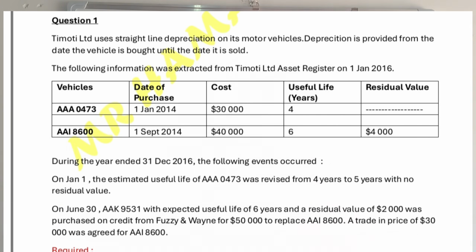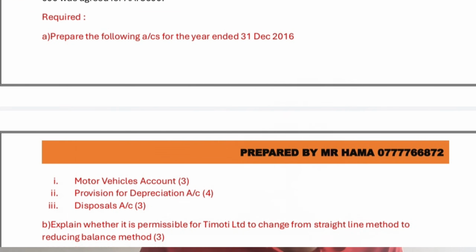June 30, AAK9531 with expected useful life of 6 years and a residual value of $2,000 was purchased on credit from Fuzz and Wayne for $50,000 to replace AAI8600. A trade-in price of $30,000 was agreed for AAI8600. Required. You are required to prepare the following accounts for the year ended 31 December 2016.